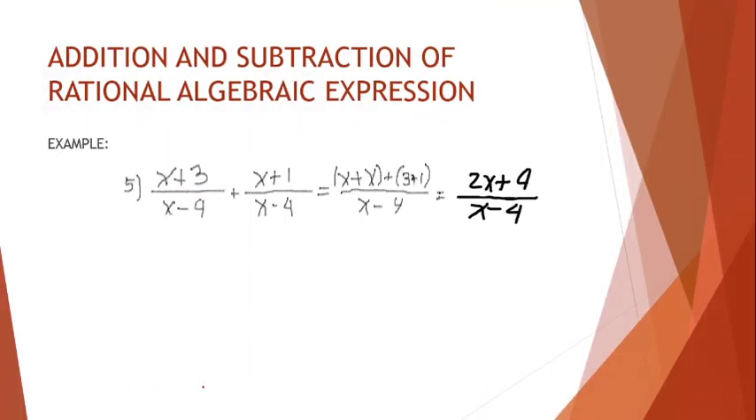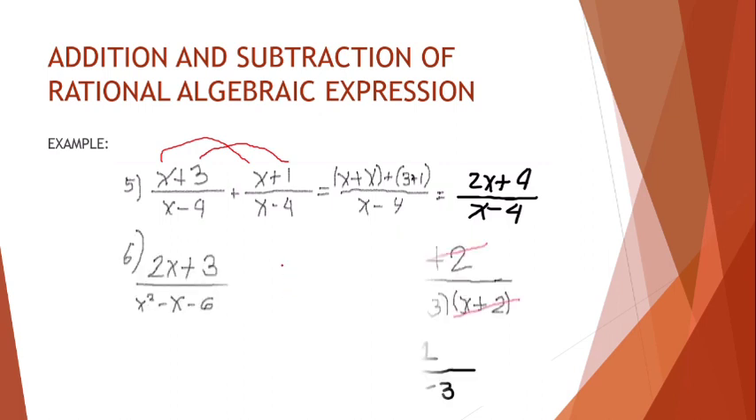Next one, ganito. Paano po pag ganito? So, since parehas naman ng denominator, no problem. So, paano to? Ngayon, makikita nyo baka maguluhan kayo sa ginawa ko. Ginawa ko lang, in-add natin yung may same terms and variables. By same terms, parehas sila ng x lang. So, x plus x or 1x plus 1x is 2x. 3 plus 1 is 4. So, we have 2x plus 4 all over x minus 4.